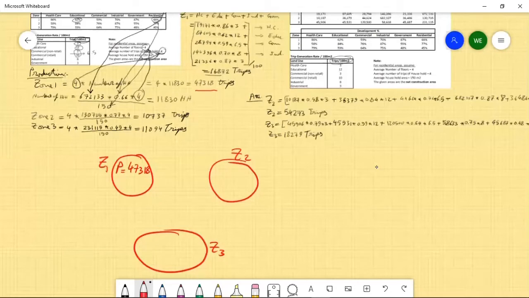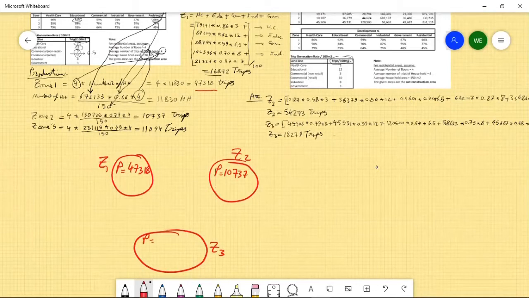47,318 trips. Zone 2 production is 10,737 trips. Zone 3 production equals 11,094 trips.